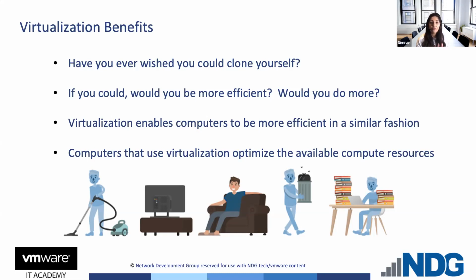Now, virtualization actually allows that to happen for computers, because like us, computers can only do one thing at a time, especially those big mainframe computers. So we'll go into that a bit later on. Essentially, getting them to be virtualized and allowing them to do multiple things at a single time allows them to be that much more optimized, so they can do a lot more and be a lot more efficient in their time and how they're used.